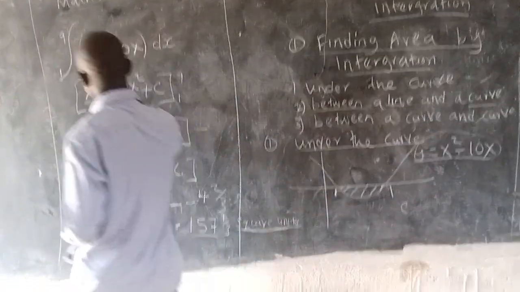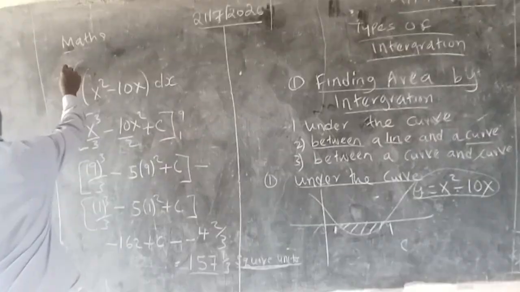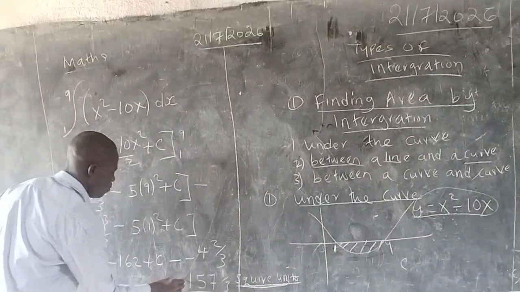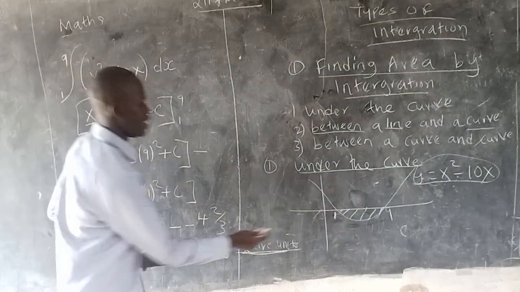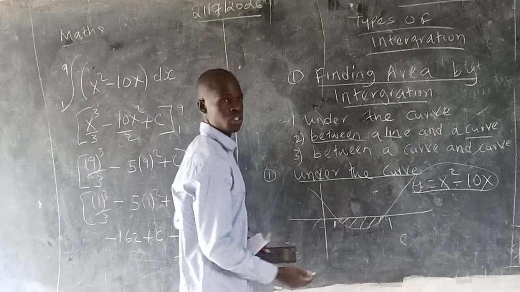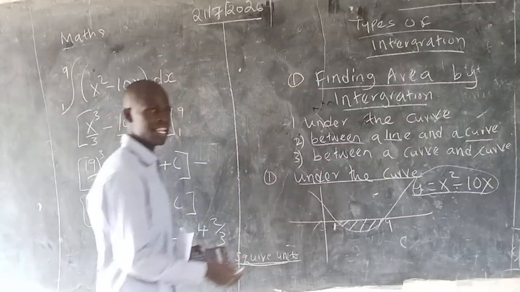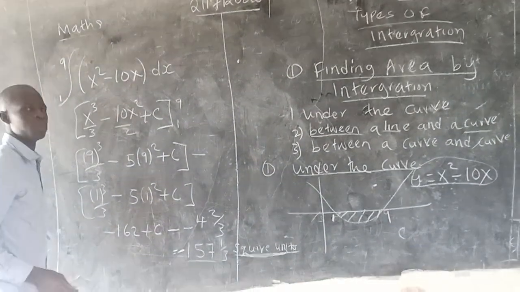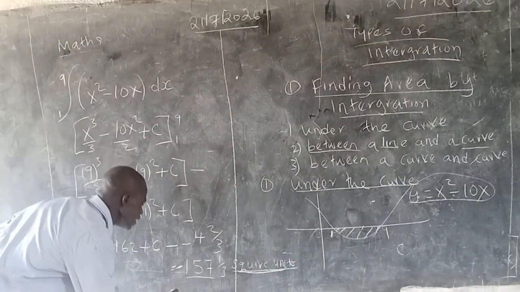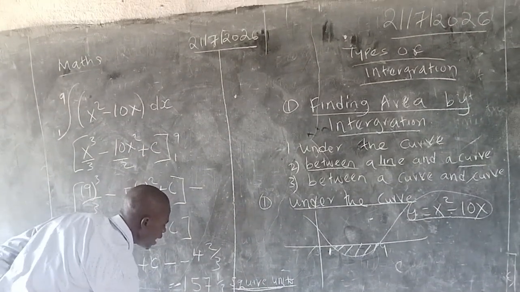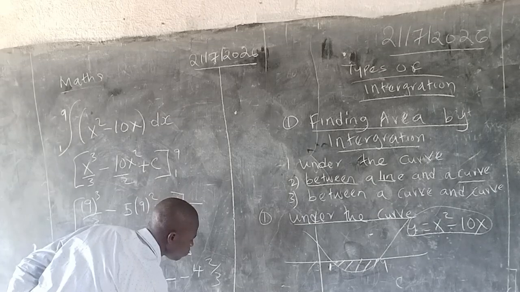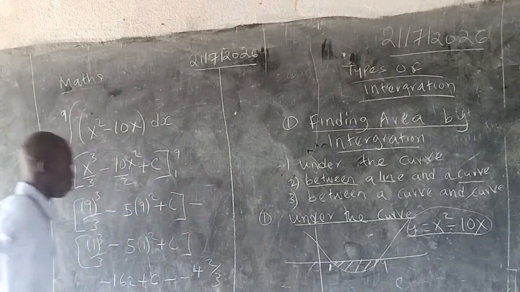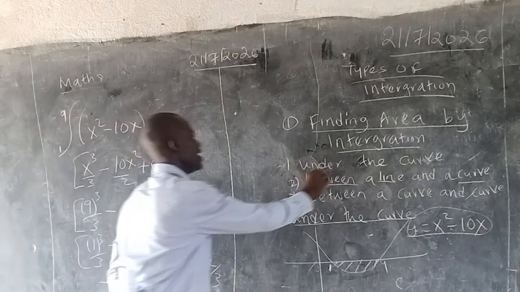So when we integrate from the limit 1 to 9, when we get a negative answer, it is because it is under the axis. Because it's under the axis, we neglect the negative, since area cannot be negative. Therefore, the answer is 157 and a third square units. That is the correct answer. That is finding the area under the curve.